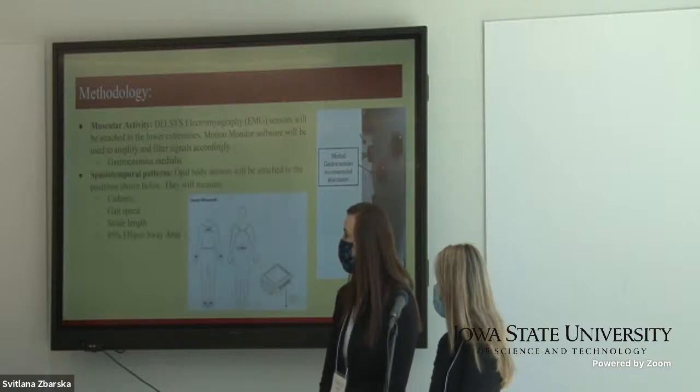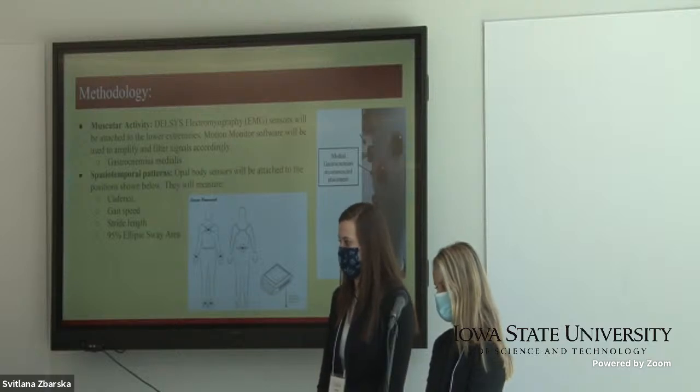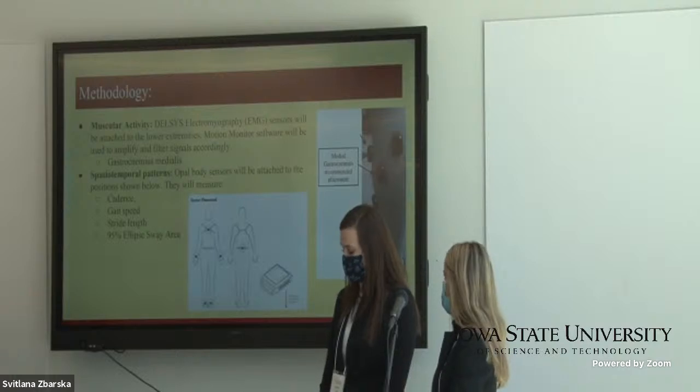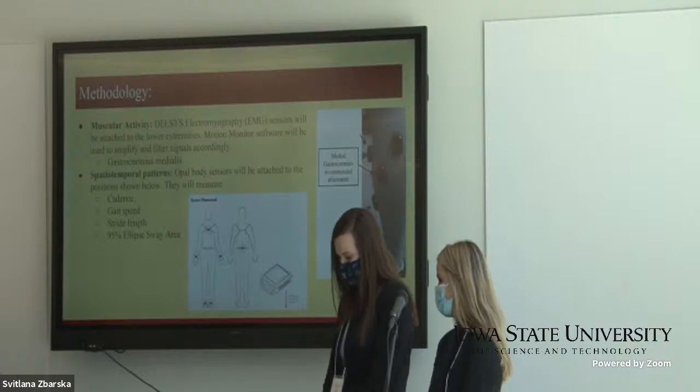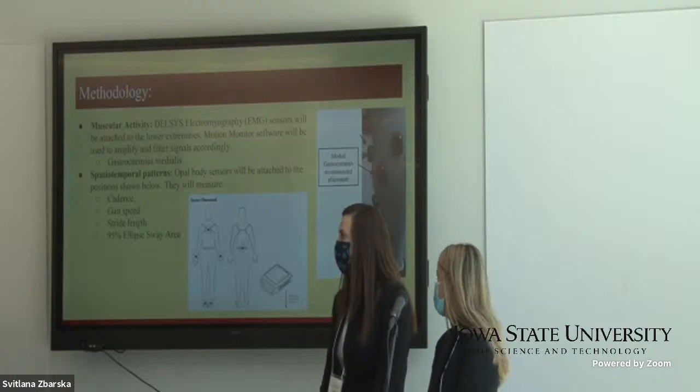We will also be testing spatiotemporal patterns, where we will use focal body sensors and place them on the body as shown in the picture. One will be on the chest, one will be on the lower back, 2 will be on the wrists, and 2 will be on the feet. Those will be used to test cadence, gait speed, stride length, and sway.